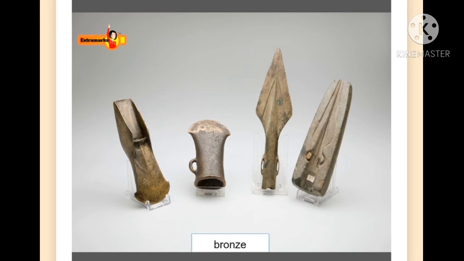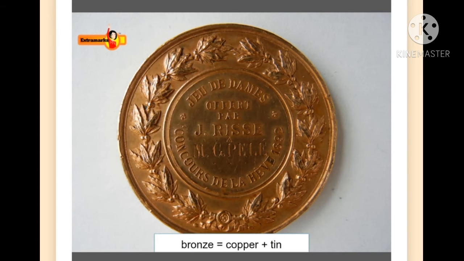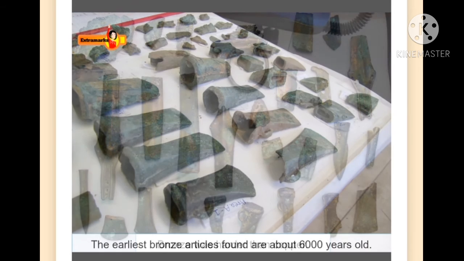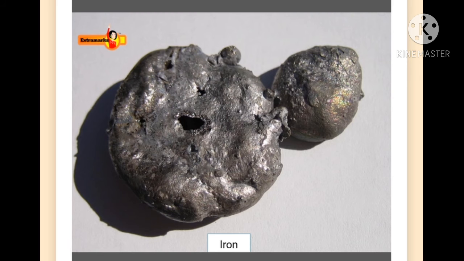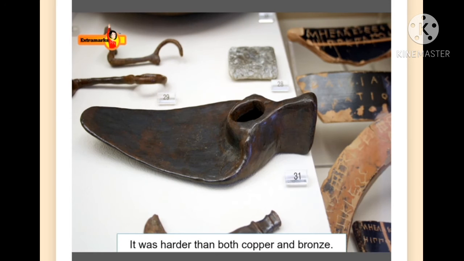The discovery of copper was followed by the discovery of another metal named bronze. Bronze was made by mixing copper and tin. Let us take a look at some of the earliest bronze articles. Bronze was harder than copper. The earliest bronze articles found are about 6,000 years old. Then came the discovery of iron. Iron was the most important metal to be discovered. It was harder than both copper and bronze and thus was used to make much better tools and weapons.